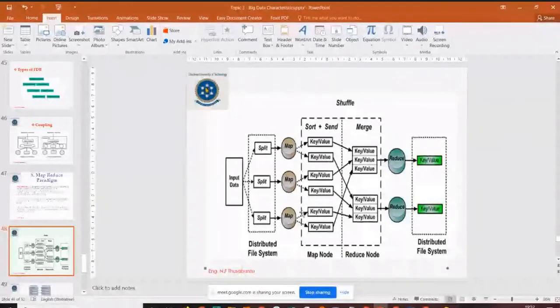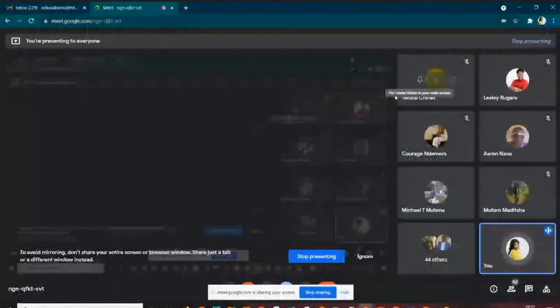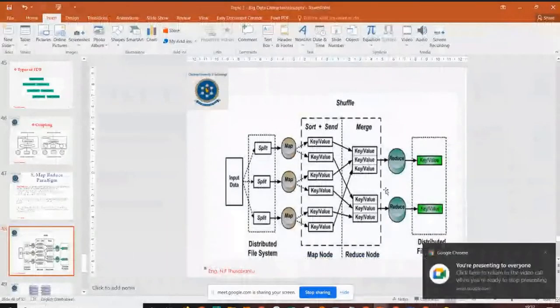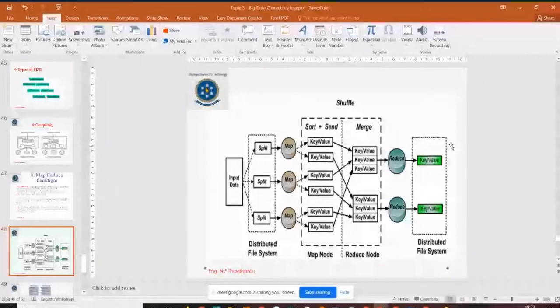So this whole process of sorting, sending, and merging can happen a number of times. It's called a shuffle because it's iterative. It happens a number of times until we sort all the names at Chinua University with the number of people in this lecture. We have Tendai, Leslie, Courage, Aaron, Michael, Mfaro, me, until we sort everyone. So we have this process iteratively until we have a distributed file system. So that's how MapReduce works.